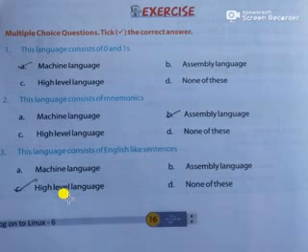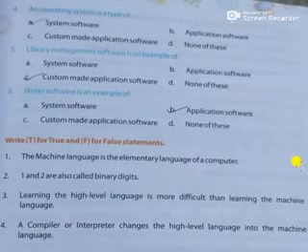Now option 3, this language consists of English like statements. Now this is the third language in which English kind of statements are being used. So this language is the modern language, that is high level language. So answer number 3 is option C, high level language. Done. So these were the first 3 of your book exercise. Now let's move to the fourth one.